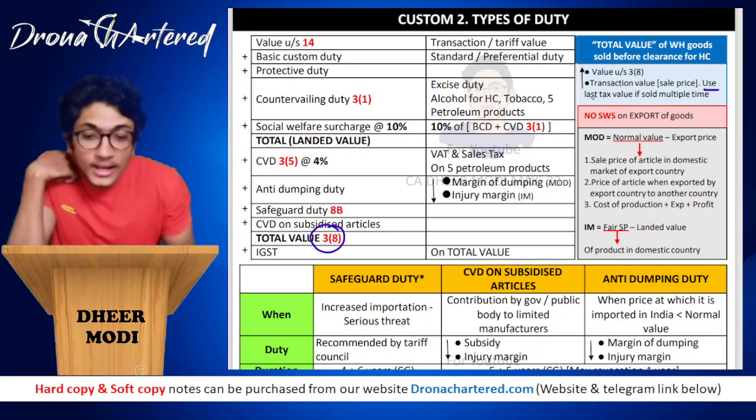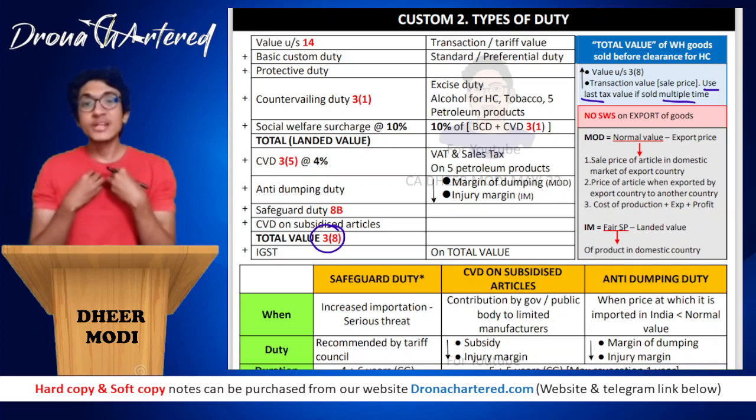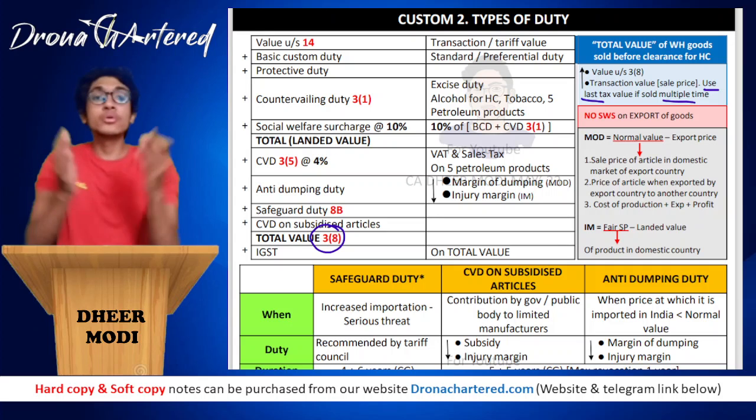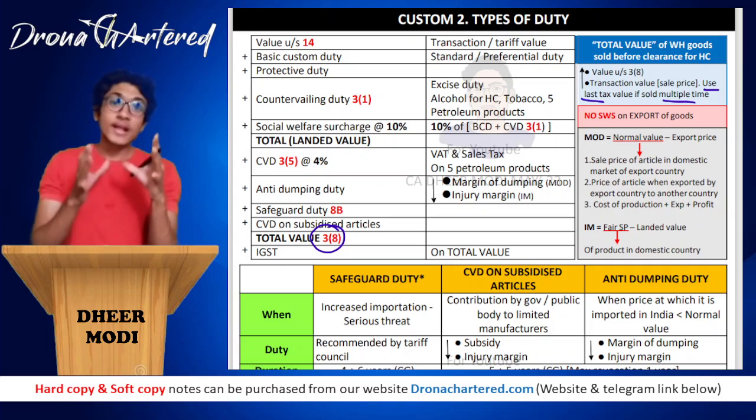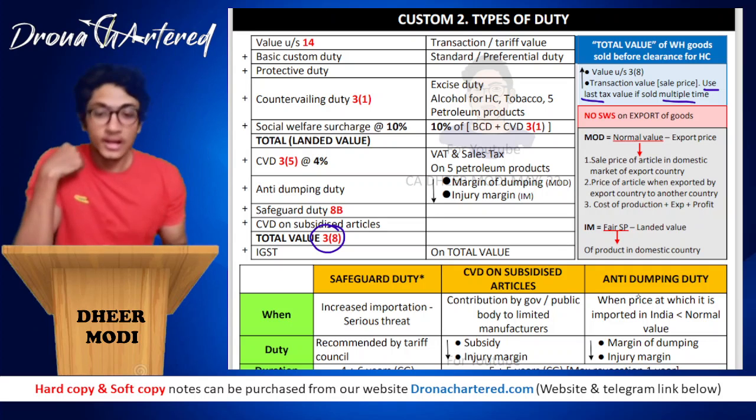So use the last transaction value if it is sold multiple times. That means if these goods have been transferred, if I originally imported these goods, then I sold these goods to Ram. Now Ram sold these goods to Lakshman. So now the value will be considered as the last transaction that has happened between Ram and Lakshman.